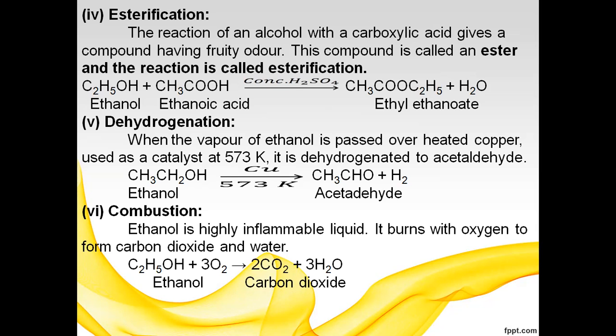The last property is combustion. Ethanol is a highly inflammable liquid. It burns with oxygen to form carbon dioxide and water. What is the formula? C2H5OH plus 3O2 gives 2CO2 and 3H2O. So these are the chemical properties of ethanol.